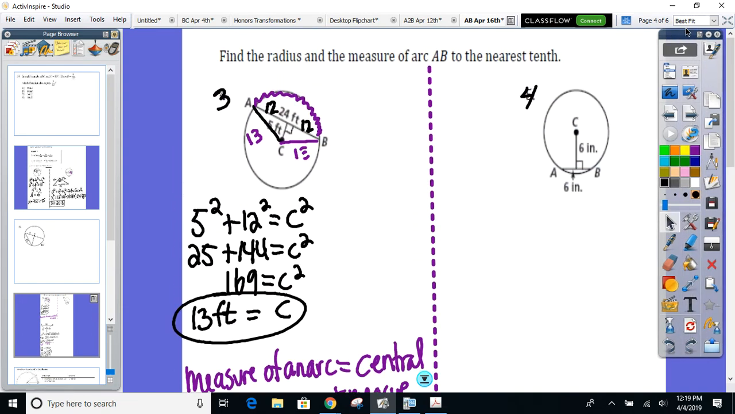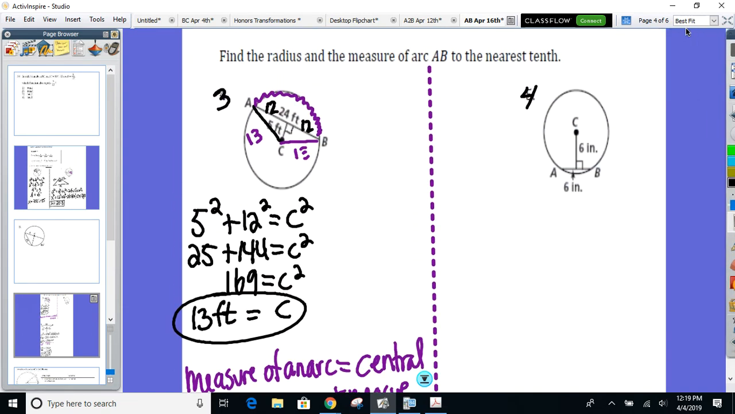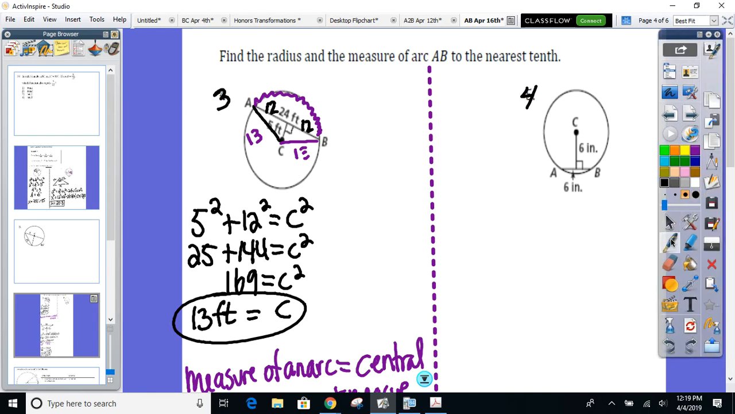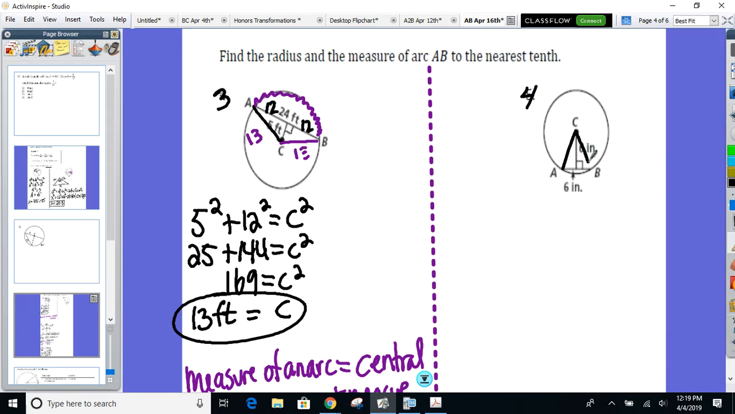All right, here we go. If you guys want to stop the video, see if you can do this on your own. I'll put up the work. So if you want to stop it right now, go ahead and try to get the radius. Again, it's being bisected because this part of the diameter is perpendicular to a chord. All right, so here's what you have right now. You got your right triangle.